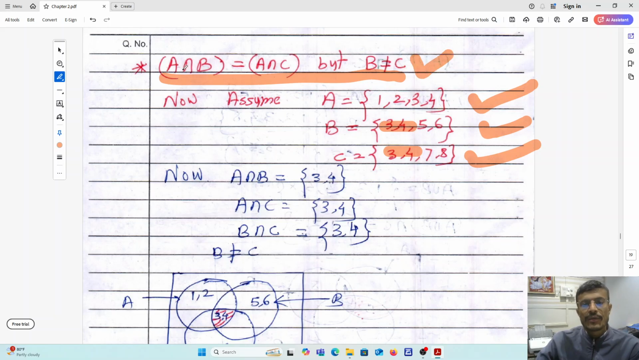So this condition is also satisfied. Now what do we have to check? We have to draw the Venn diagram for A intersection B is equal to A intersection C. So what will be A intersection B? Common elements between A and B, that is 3, 4. Fine. 3, 4 is here. Then common elements between A and C again give you 3, 4. Common elements between B and C again give you 3, 4.